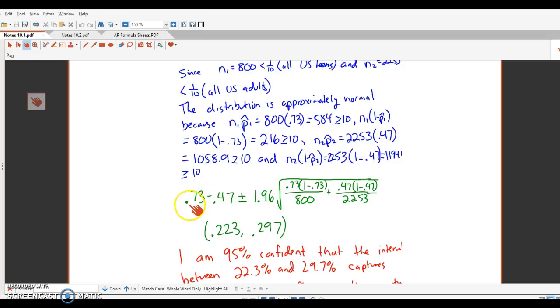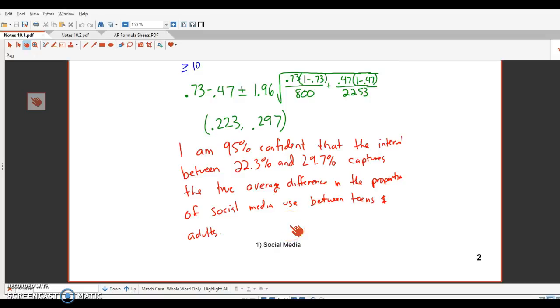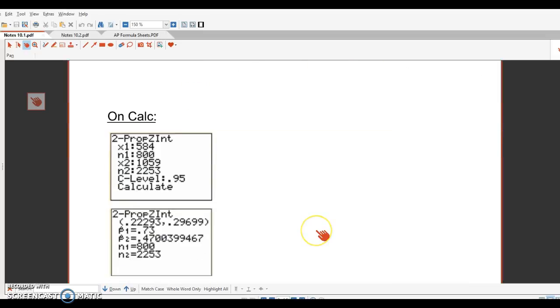Then I plug in my values, so teens minus adults, plus or minus the teens plus the adults, all under the root, and I get the interval between 0.223 and 0.297. You can also write that as between 22.3% and 29.7%. So I'm 95% confident that the interval between 22.3% and 29.7% captures the true difference in proportions of social media use between teens and adults.